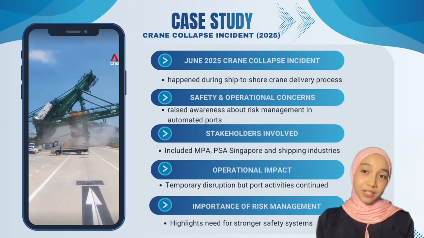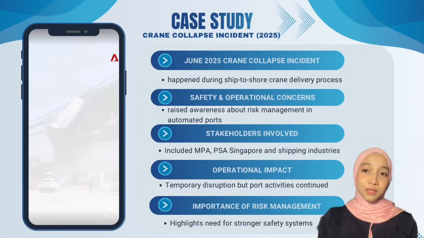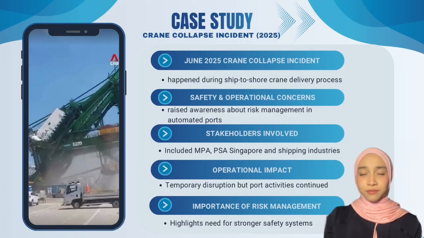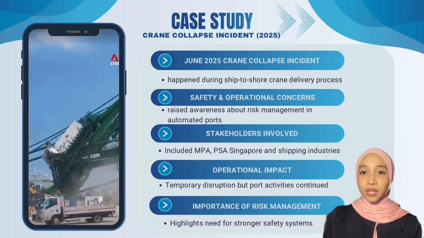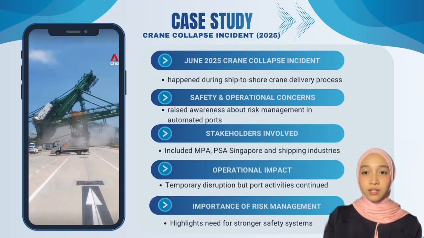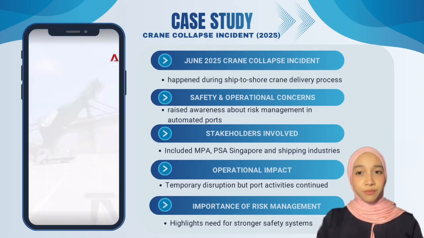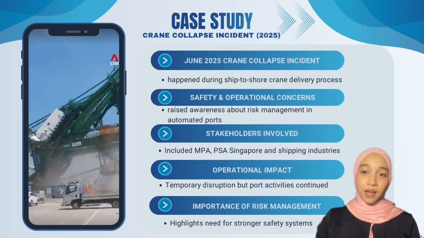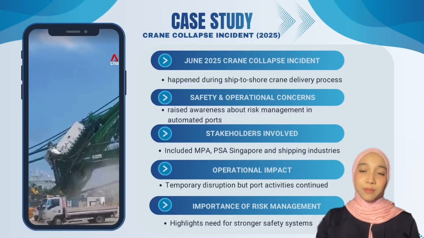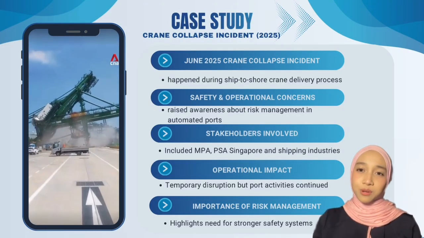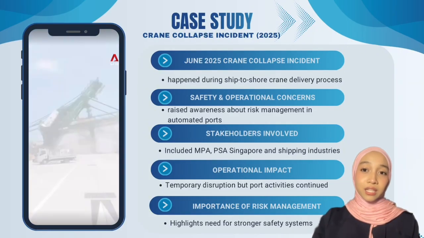Okay, next for the case study, I selected the crane collapse incident that happened at Tuas Megaport in June 2025. This incident happened during the delivery process of a ship-to-shore crane, where the crane overturned and raised concerns regarding the safety and operational risk management. Several stakeholders were involved in this incident, including MPA, PSA Singapore, shipping industry, logistic companies, and equipment suppliers. Since port reliability is important in maintaining efficient maritime transportation, this incident attracted significant attention.